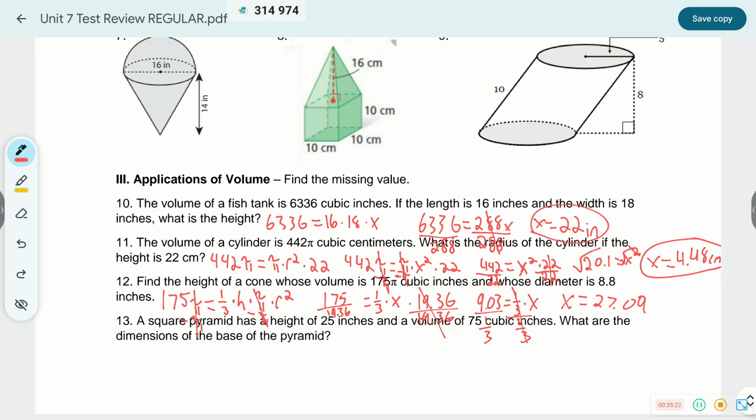Okay. Now we have a square pyramid that has a height of 25 inches and a volume of 75 cubic inches. What are the dimensions of the base of the pyramid? So now we have a pyramid, which is 1/3 base times height, and our base is the length times the width. I'm assuming that's what we're missing. Okay, we have the height is 25, the volume is 75. So 75 equals 1/3 times x, because that's what we're missing, times 25.